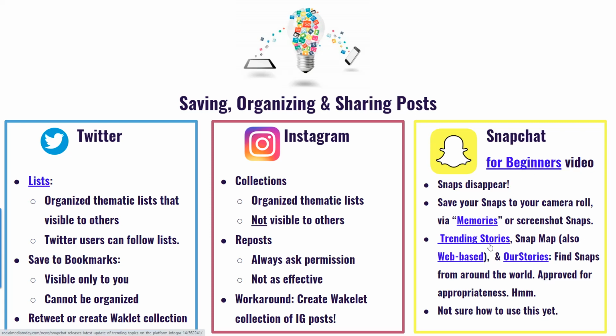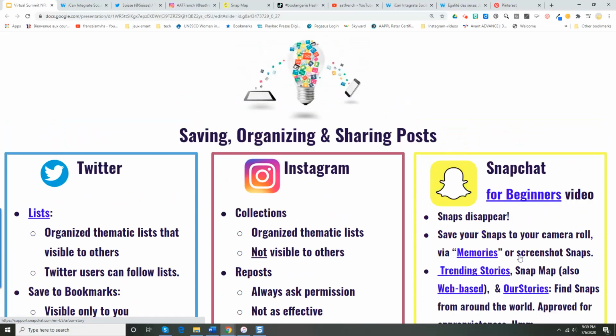You can look at the trending stories or the snap map, and I'm going to show you that. That's web-based, or the hour stories. And supposedly these are approved by Snapchat for appropriate, but I'm still not sure how to use this yet. There's a couple of people I need to talk to.